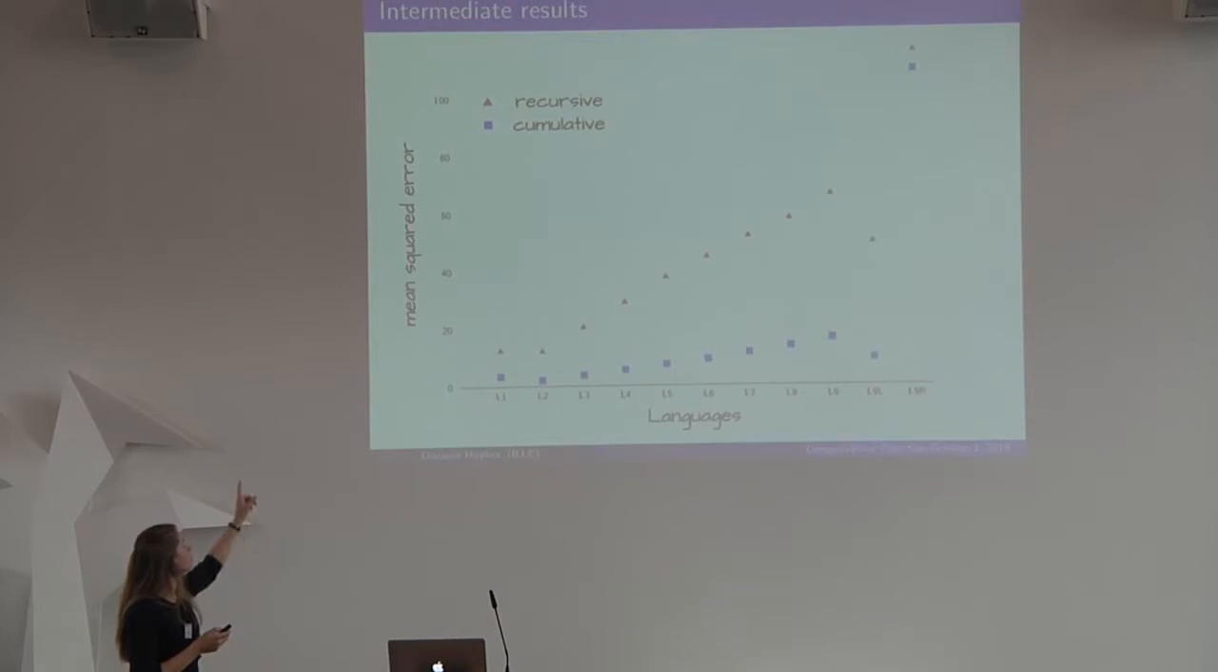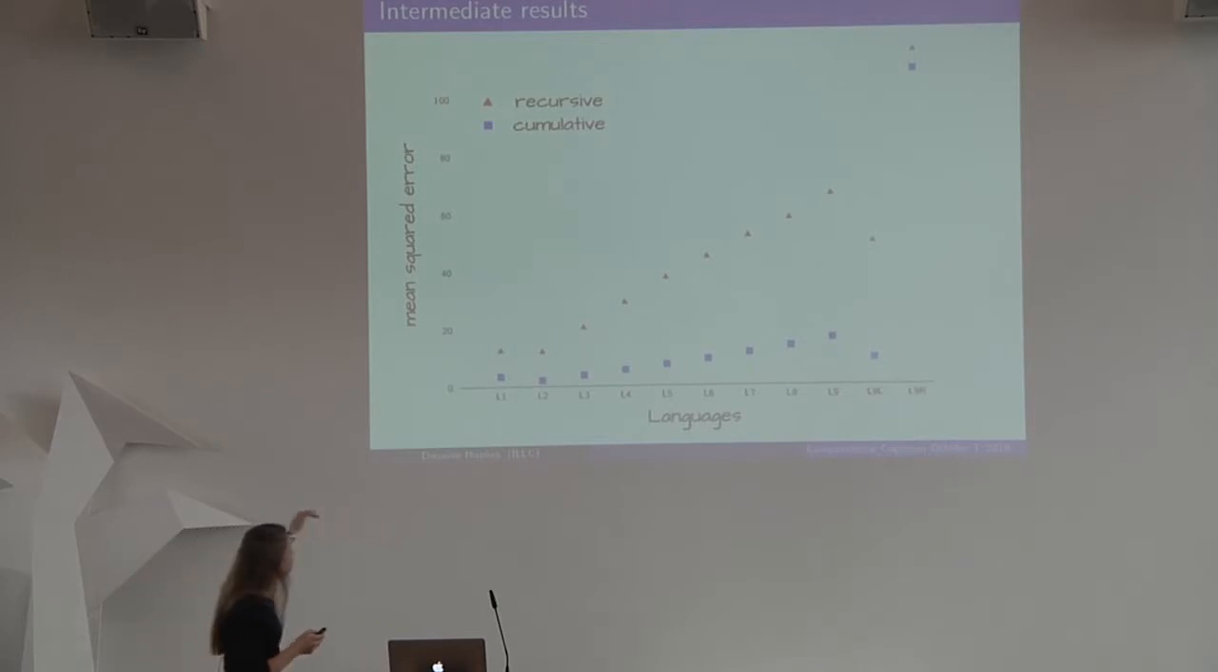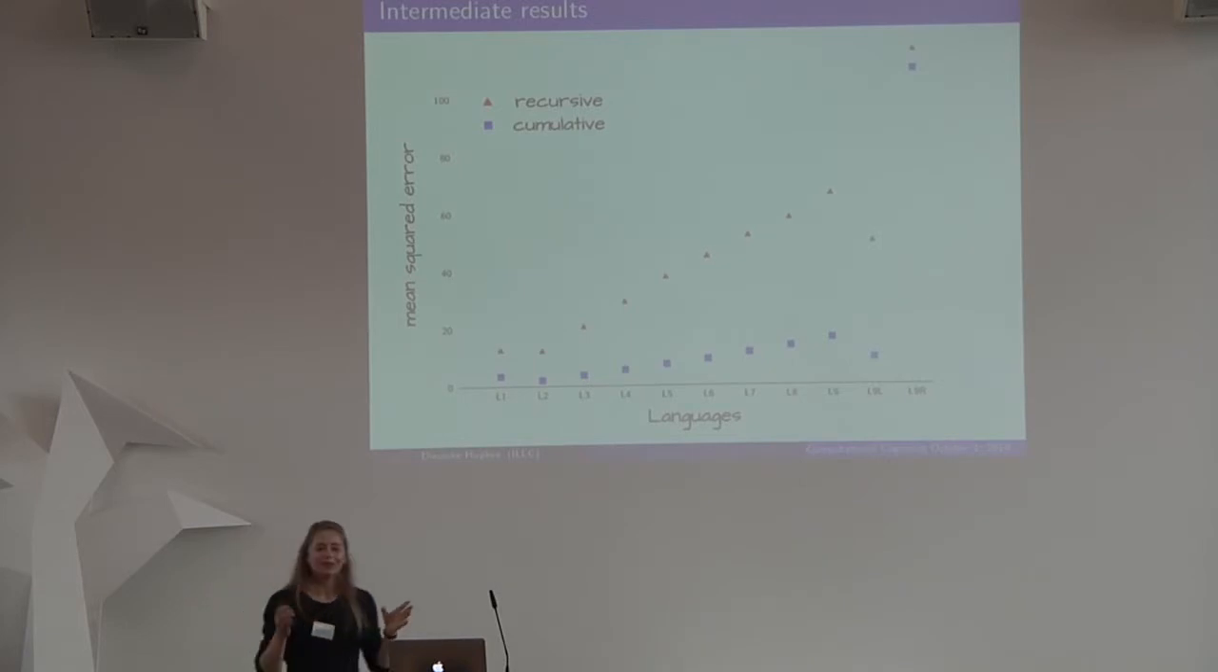So on this plot, we have the mean squared error on the y-axis, and you see that while it stays low-ish for the cumulative strategy, for the recursive strategy, when you arrive at 9, it has a mean squared error of 60, which is pretty steep, considering that I was only using outcomes that were between -60 and 60.